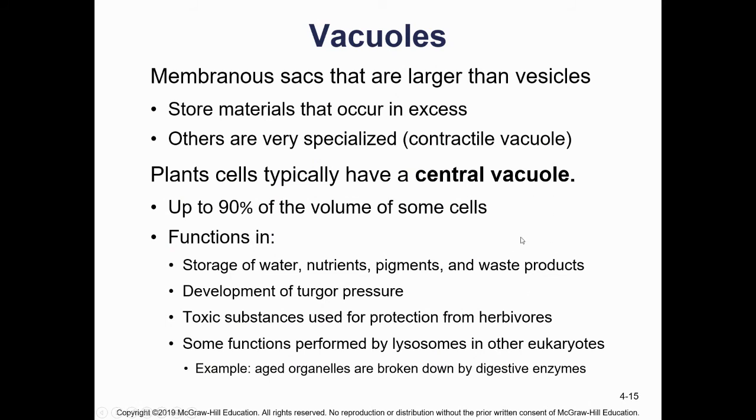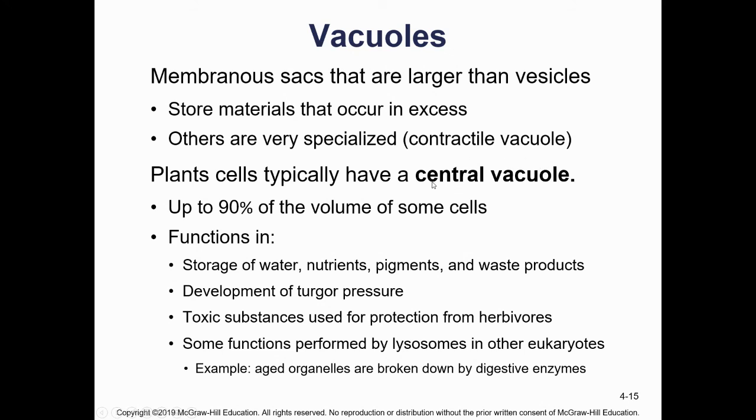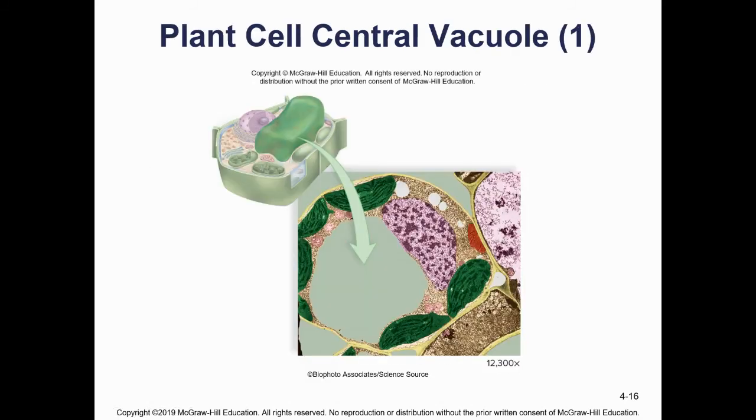Vacuoles are membranous sacs that are larger than vesicles. They store excess material. The central vacuole in plants is the big one, and we distinguish that from contractile vacuoles in protists or from other vacuoles in eukaryotes, because it's the big giant one that's used specifically for water control in plants. We always distinguish that by calling it the central vacuole. So there's our central vacuole.